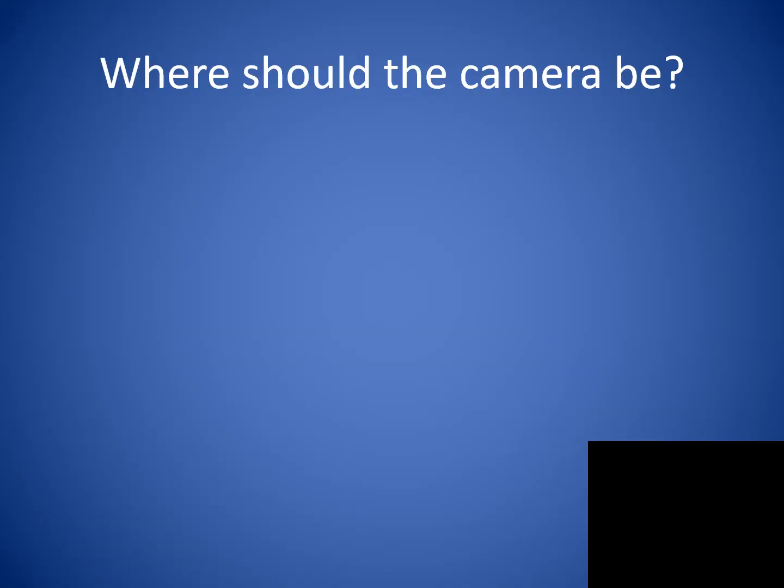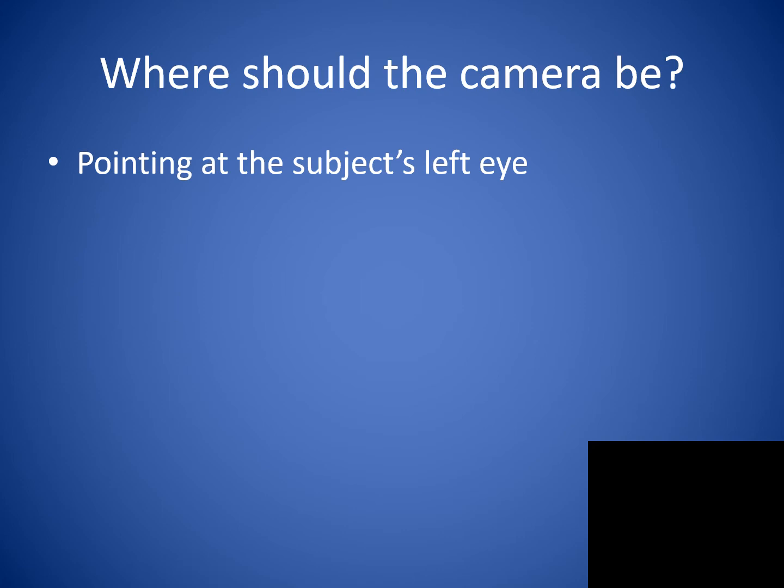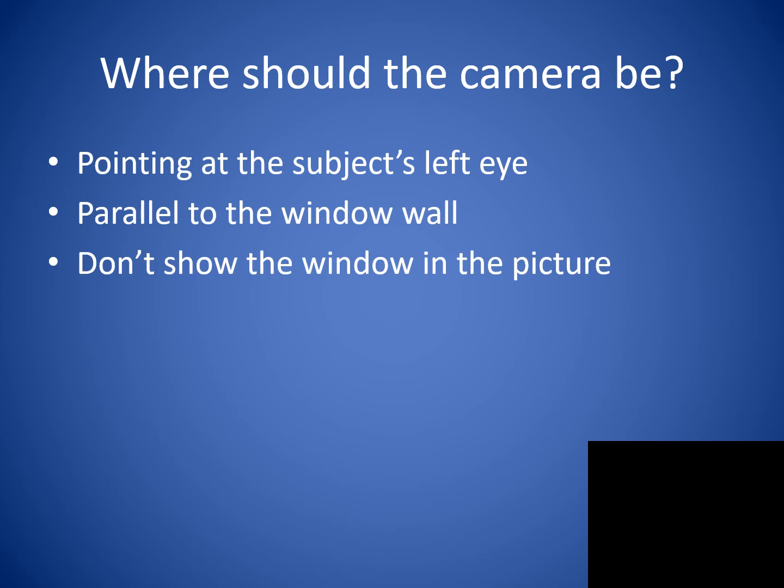So the camera should be pointing at the subject's left eye, and you're going to focus on that eye. You can try autofocus, but sometimes it's even better to use manual focus. You want the camera to be aimed parallel to the wall that the window is in. We do not want you to include the window in your picture. We just want the light from the window.